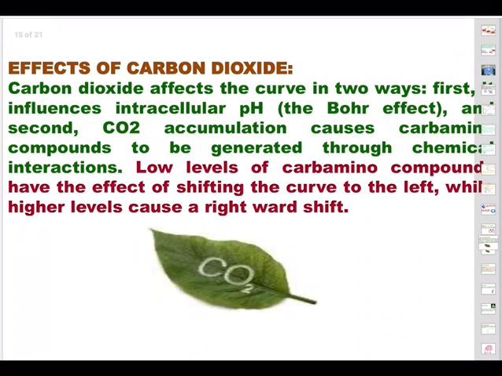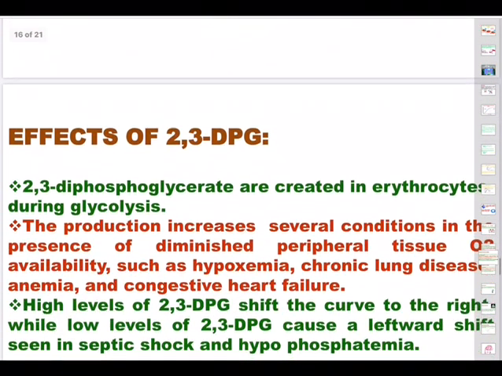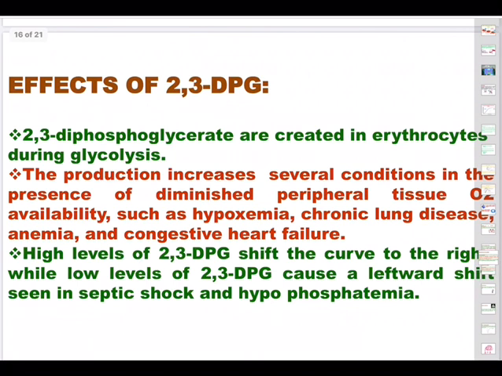And then effects of carbon dioxide. Carbon dioxide affects the curve in two ways. First, it influences intracellular pH, Bohr's effect. Second, CO2 accumulation causes carbamino compounds to be generated through chemical interactions. So low levels of carbamino compound have the effect of shifting the curve to the left, while higher levels cause rightward shift. And what about effects of 2,3-DPG?